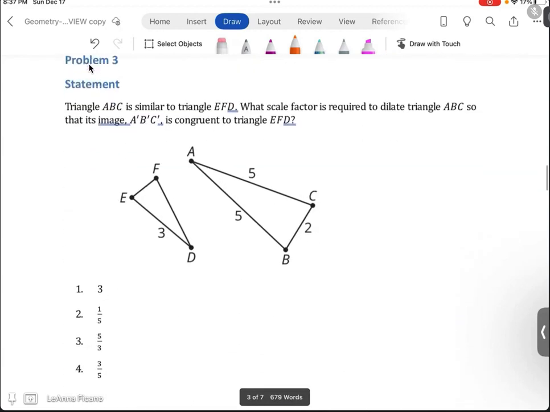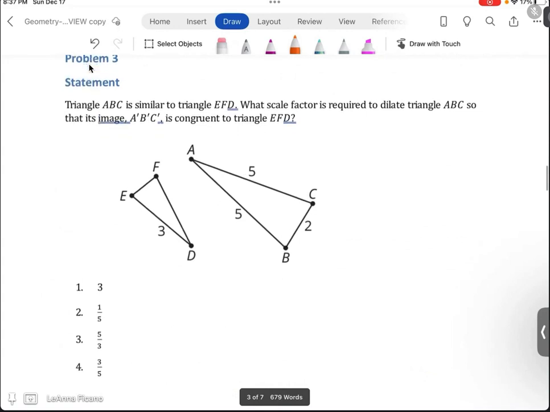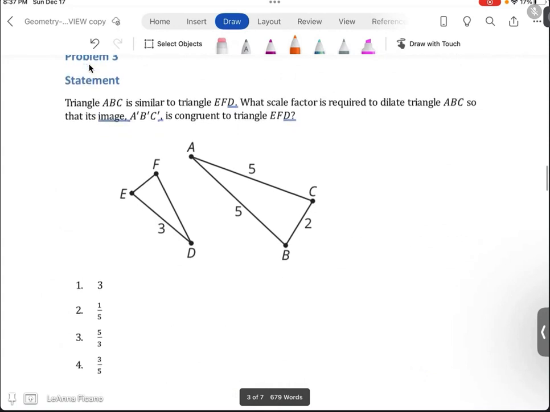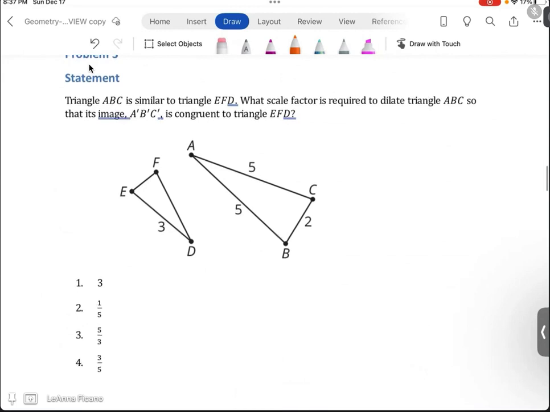Okay, triangle ABC is similar to EFD. What scale factor is required to dilate triangle ABC so that the image A prime, B prime, C prime is congruent to triangle EFD? Okay, so we need to find the scale factor. We know that they're similar triangles, right? That's the only way looking at this that we're going to be able to see it, and so they're going to have a proportional relationship because similar triangles have a proportional relationship.